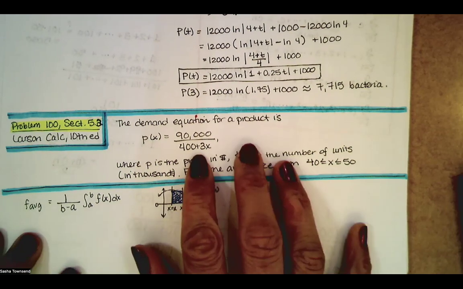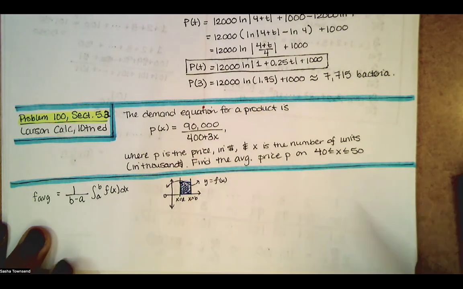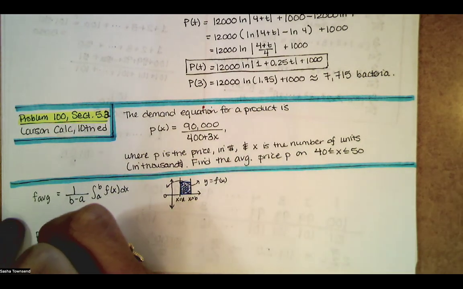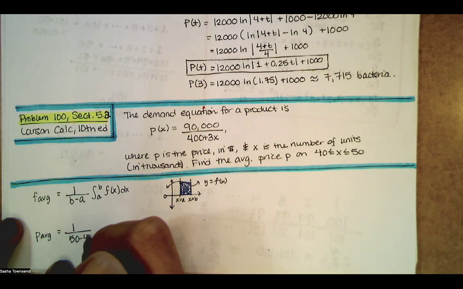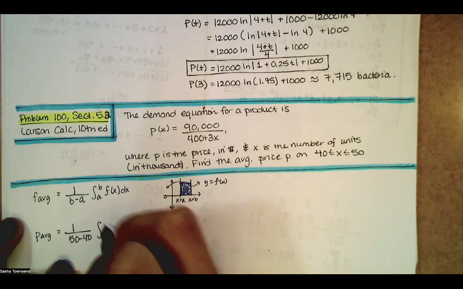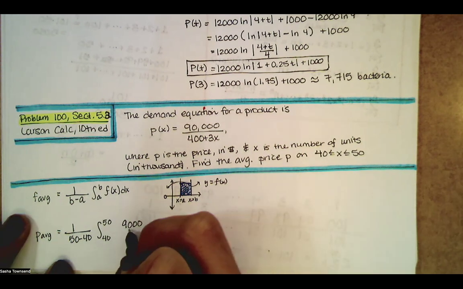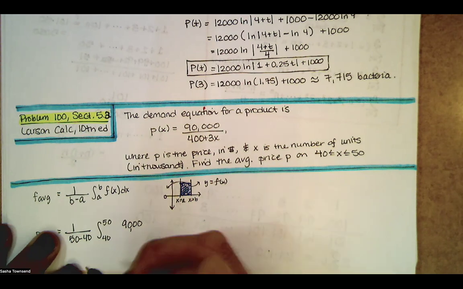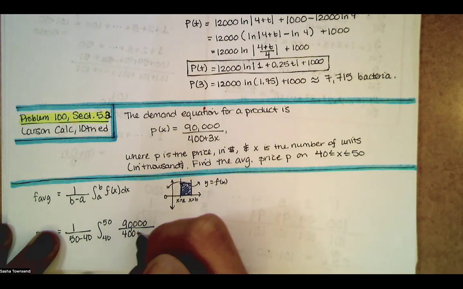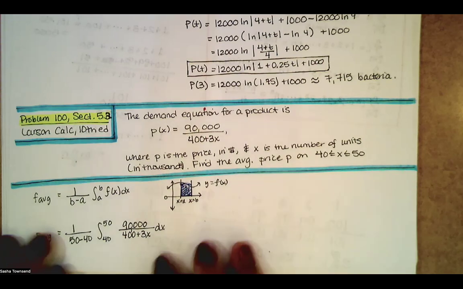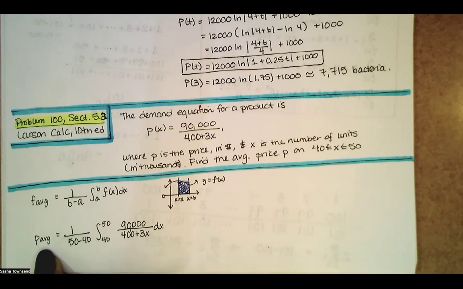So now we're doing that for a particular application problem. We're asked to find the average price, so the average of this function on the interval from 40 to 50. So P average is just 1 divided by 50 minus 40 times the integral from 40 to 50 of that demand equation, which is just the price of the product when X is the number of units available, I think. Okay, so in order to evaluate that, we need to evaluate the integral, and then we'll just divide the answer by 10 in order to get P average.